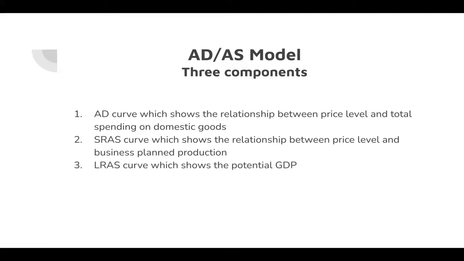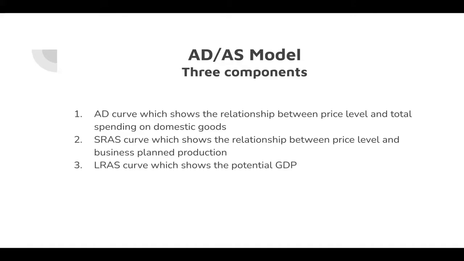So our aggregate demand aggregate supply model has three components. Number one is the aggregate demand curve, which shows a relationship between price level and total spending on domestic goods. So how much is spent on domestic goods in relation to price? Number two is our short-run aggregate supply curve, which shows a relationship between price level and business plan production. So how much will the businesses change production in the short term based on change in prices?